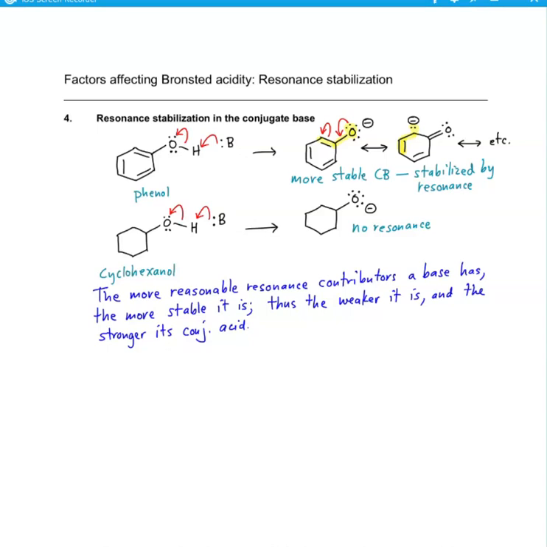Okay, so to go back up to our example here, the conjugate base of phenol is the more stable conjugate base compared to the conjugate base of cyclohexanol. So this one is the weaker base, whereas the conjugate base of phenol is the stronger base, making cyclohexanol the weaker acid and phenol the stronger acid.